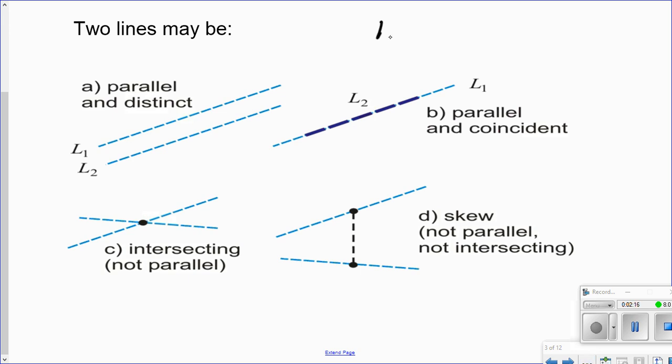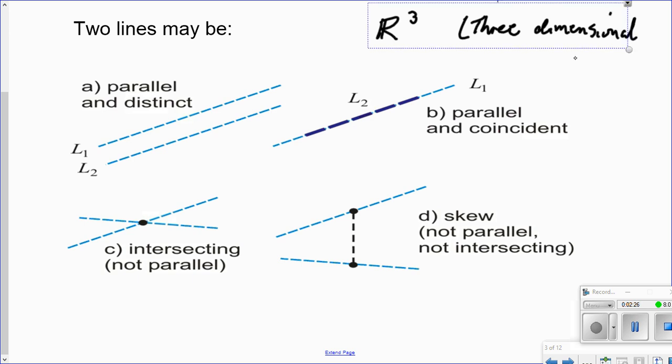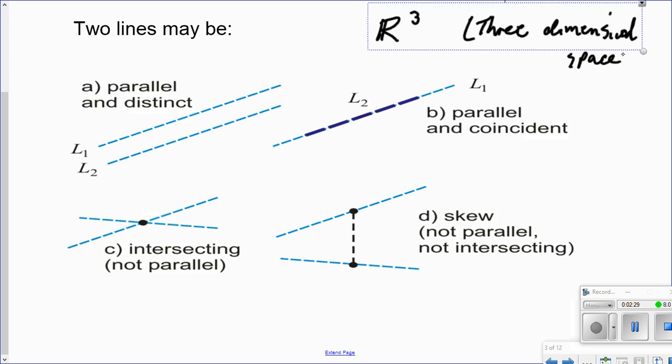Okay, so if I have 2 lines existing in three-dimensional space, these 2 lines can be parallel and distinct. We're going to use a lot of keywords here. They can be parallel and coincident. Parallel and distinct are 2 separate lines, right? Parallel and coincident are identical.